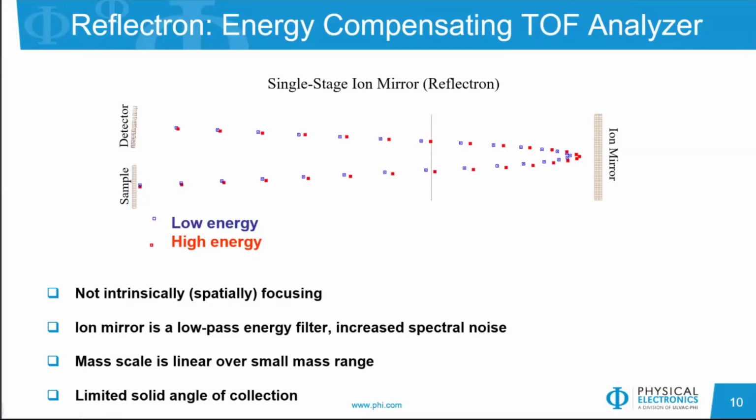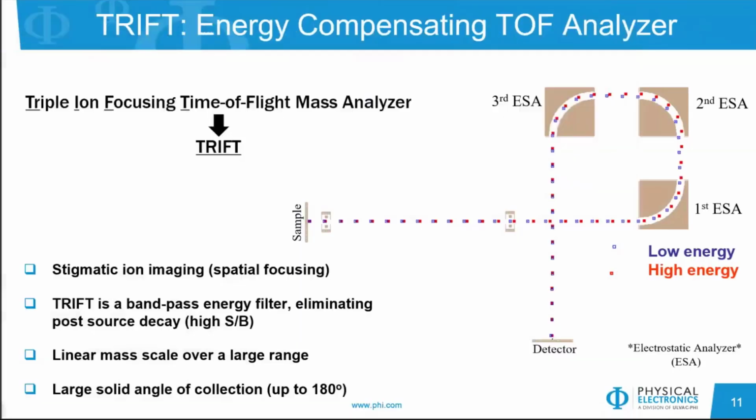Some things about the Reflectron: it's not intrinsically spatially focusing, so it acts more like an ion microprobe, not a microscope. The ion mirror is a low-pass energy filter, so you have increased spectral noise. The mass scale is linear over a small range, so if you're looking at a large mass range, you'll need known peaks throughout the mass spectrum to be able to calibrate it, and you have a limited solid angle of collection.